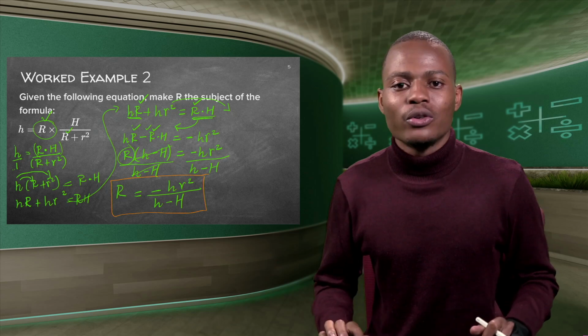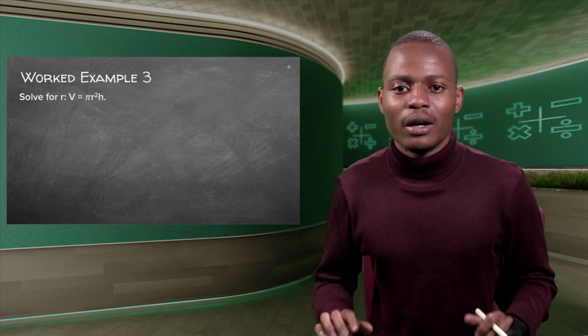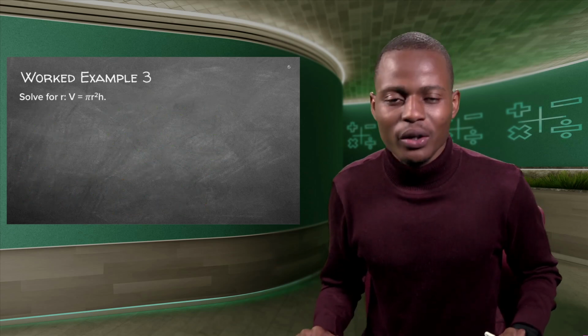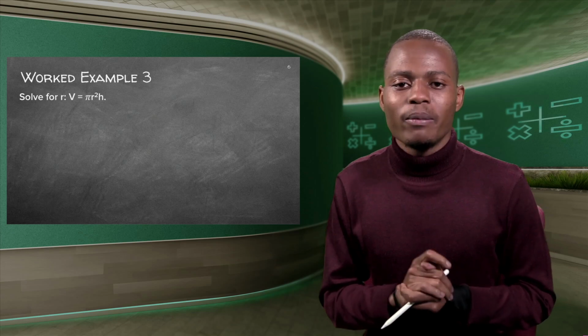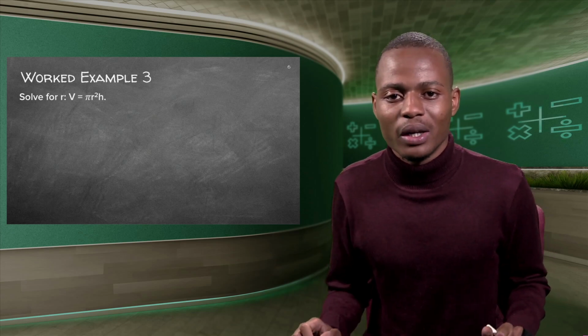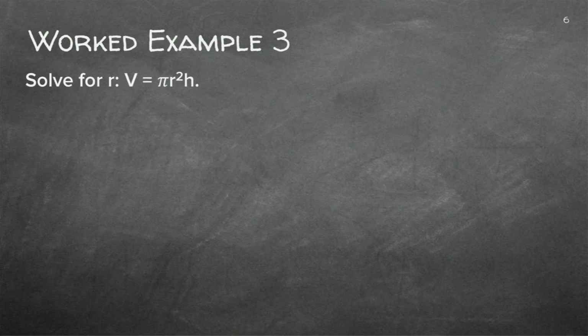Okay, so just for a bonus, I have one more for you. This is the last example that I have for you. Let's see how we can make R the subject of the formula. You're given: solve for R if V equals pi r squared h. Actually, that's a formula for volume. So I suggest that you pause the video now and come back for corrections.